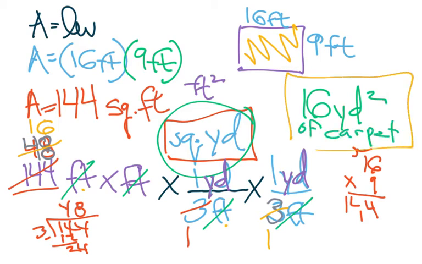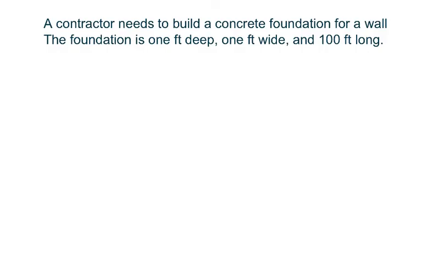All right, let's keep going. We got more. Please write this down. It says, a contractor needs to build a concrete foundation for a wall. The foundation is 1 foot deep, 1 foot wide, and 100 feet long.